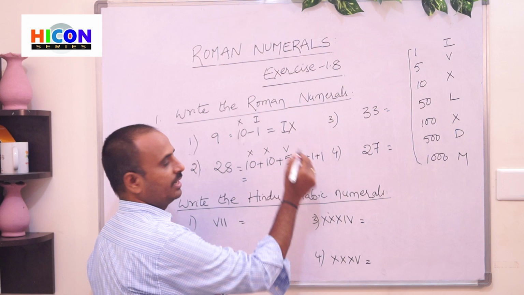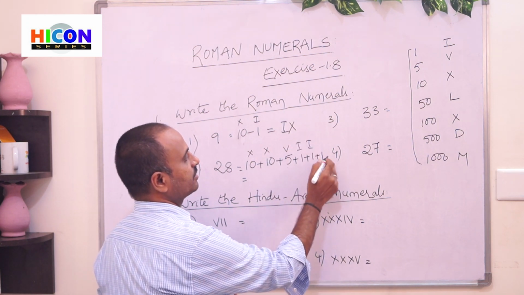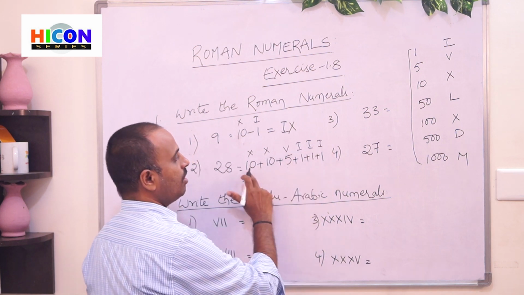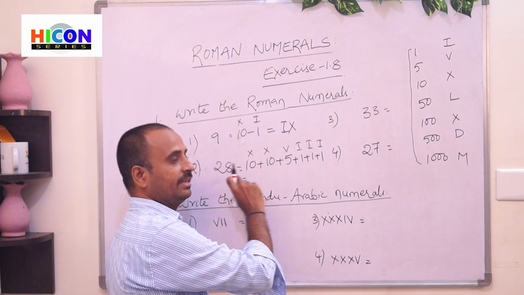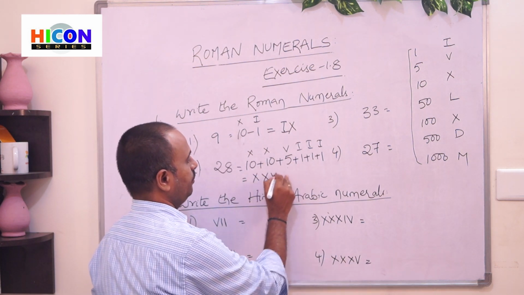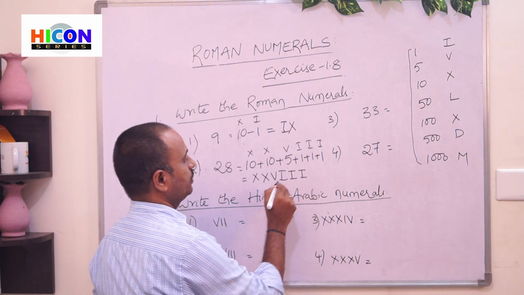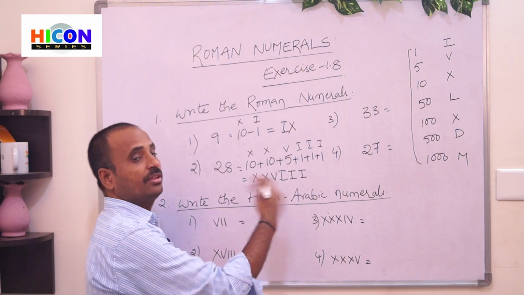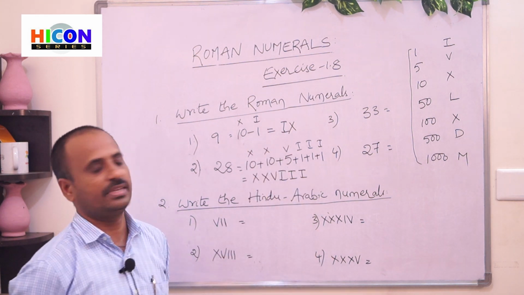5 means V and 1 means I, this 1 means I, and this 1 represents I. So all these are additions. That's why we have to write these symbols one after the another. That means X, X, V, I. So addition means we have to write on the right side. So subtraction means we have to write the smaller value on the left side.